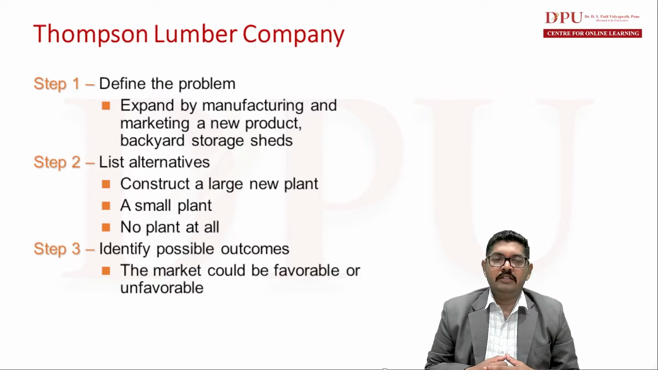Then step 3 is identify possible outcomes. So what would be the outcome or state of nature of each course of action? That is what the outcome is. So identify all possible outcomes. The market could be favorable or unfavorable. So there are 2 situations: either the market is favorable or unfavorable. According to that, the payoff, that is the outcome of each course of action, would change.